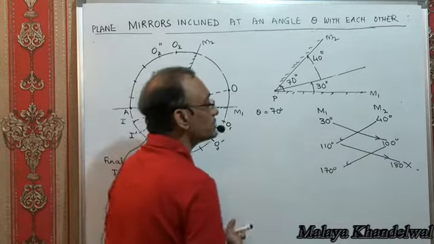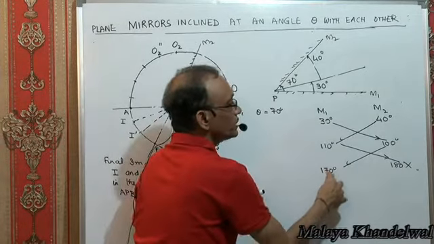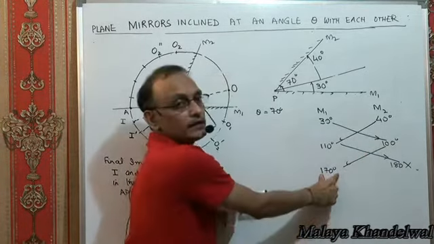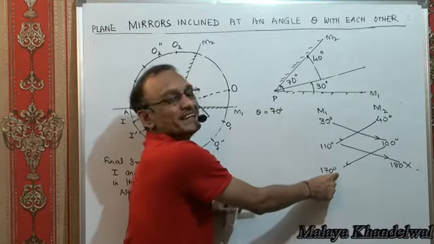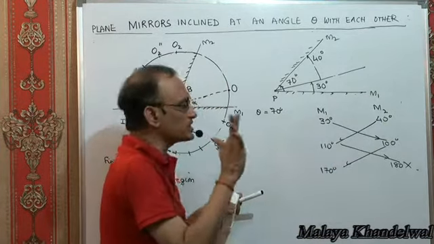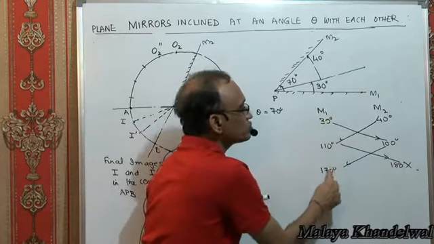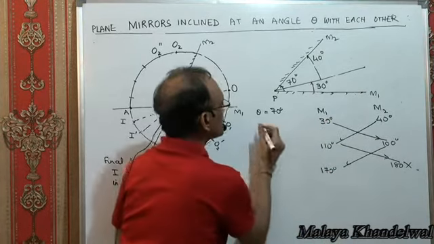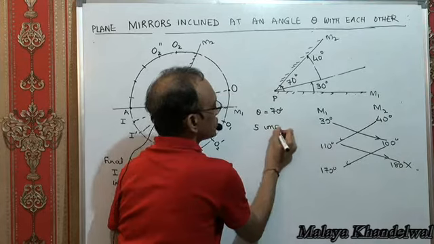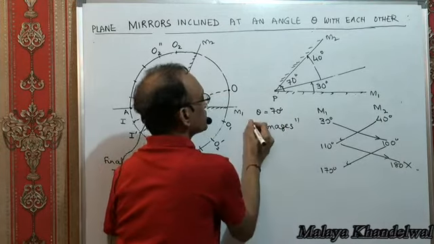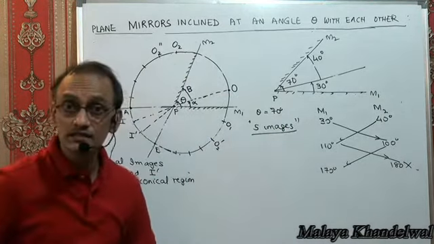So eventually, how many images? 1, 2, 3, 4, 5. And I can't add another 70 to this because this is going to exceed 180 degrees. I have to stall the process at this point. So how many images? 1, 2, 3, 4, 5. 5 images formed, right? 5 images formed in this case. Let me take another case.